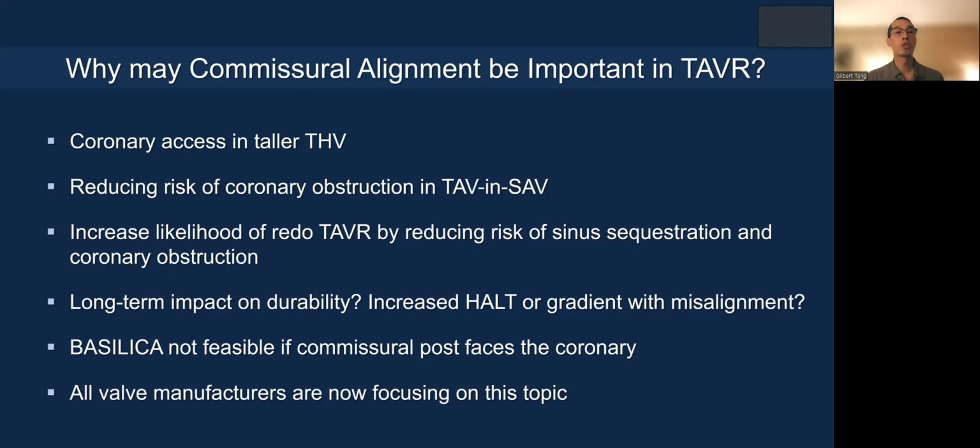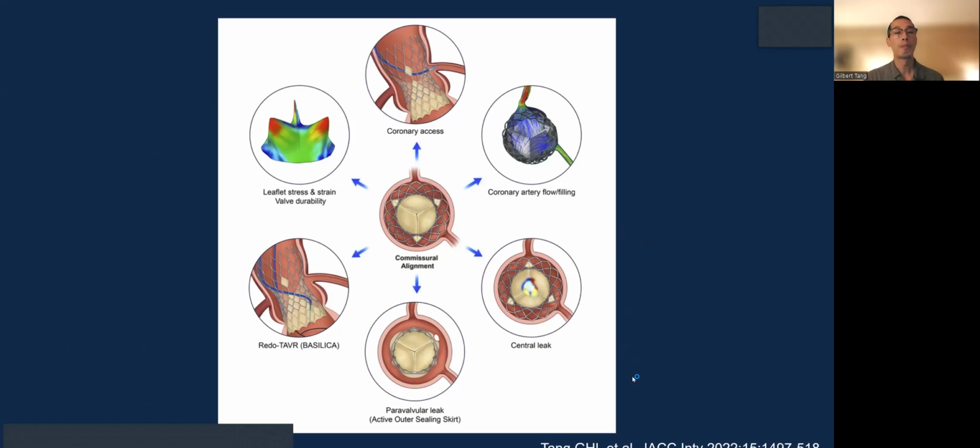And of course, there might be a long-term impact on durability, and there's maybe some evidence now of increased HALT or gradient with misalignment. Leaflet modification, such as BASILICA or a shortcut, would not be feasible if you have a commissural post facing a coronary. And finally, certainly all the manufacturers now are focusing on this topic. And so we know that it's extremely important, not just to us, but to them as well. So here are the 6 areas where commissural alignment would be beneficial. As I mentioned before, you can read this at your own leisure.